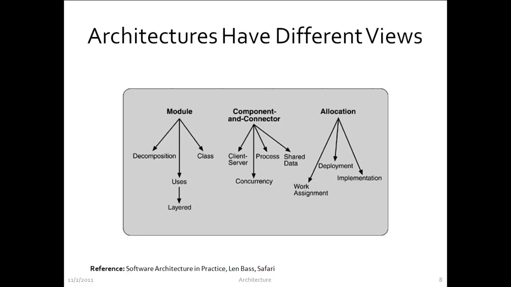Allocation views show you how the software implementation should be deployed and allocated to hardware, for example. An allocation view that shows how these system components are deployed on the target hardware would be important to, say, system administrators. A UML deployment diagram is an allocation view.